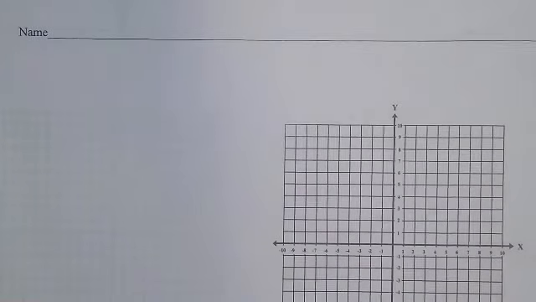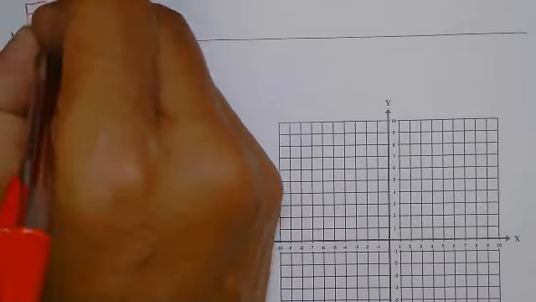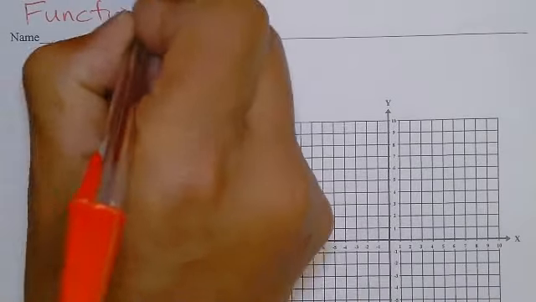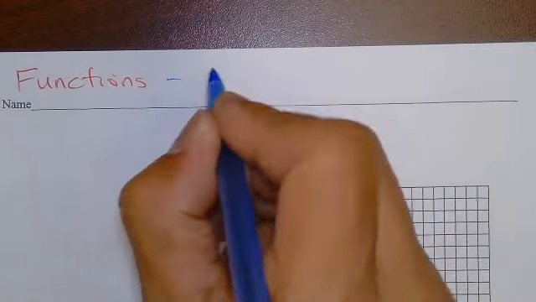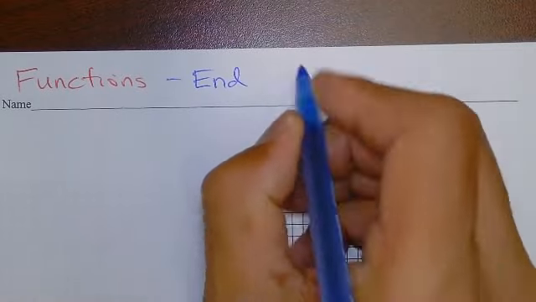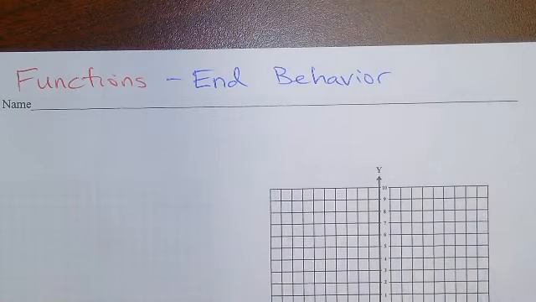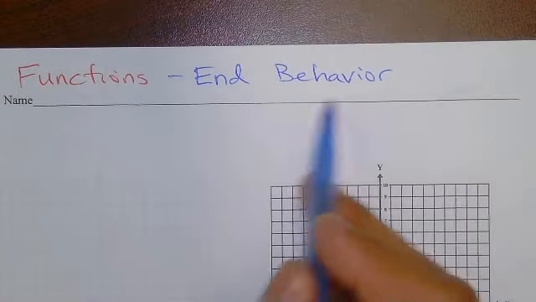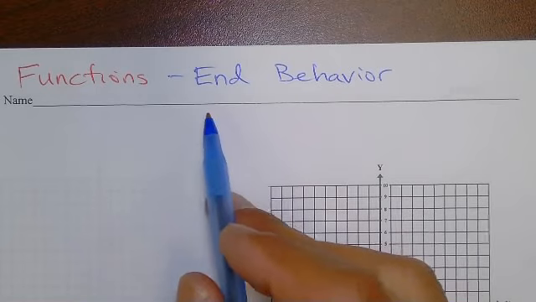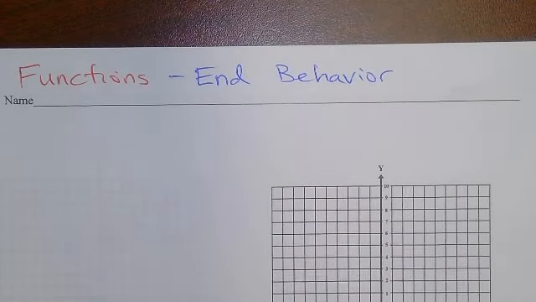Okay, so this is functions. And today we're going to look at end behavior. End behavior. Well, we're going to look at how something behaves, right? That's the word behavior. But what's end? What is the end, or what are the ends of a graph?